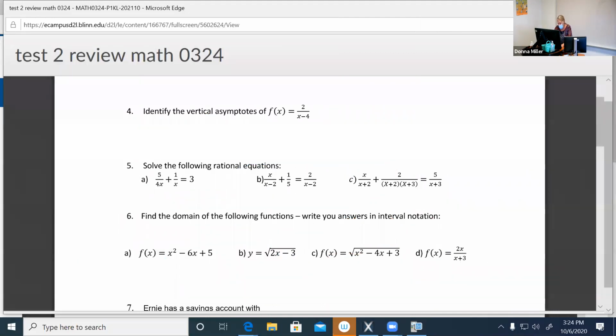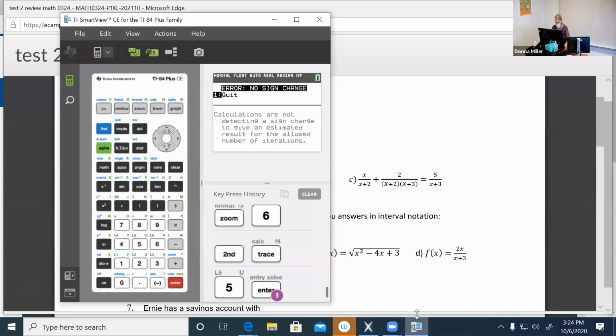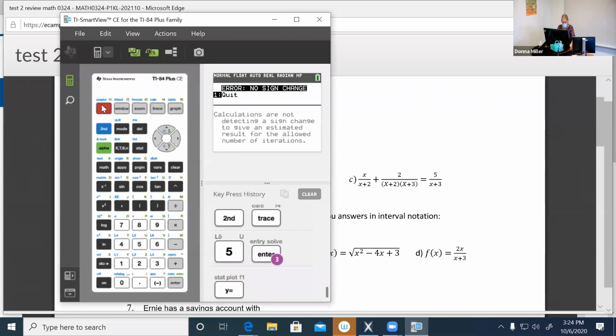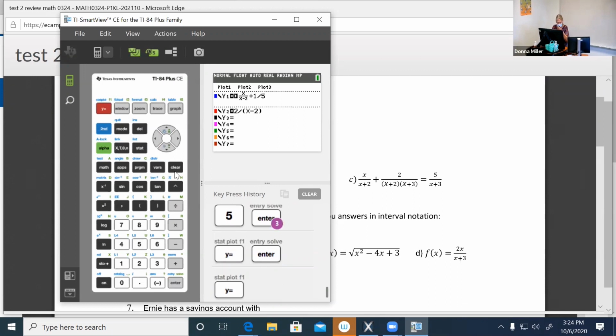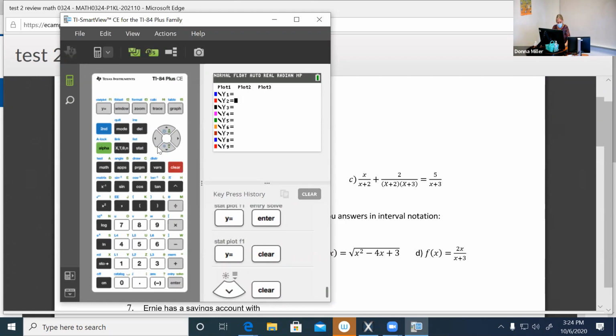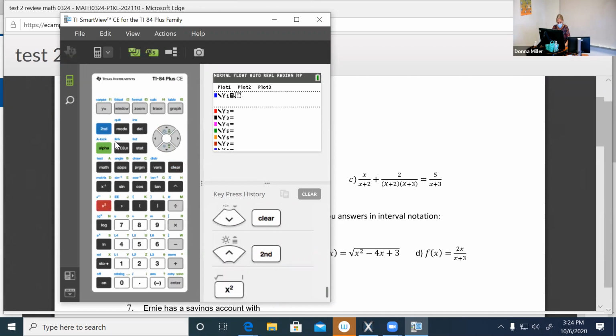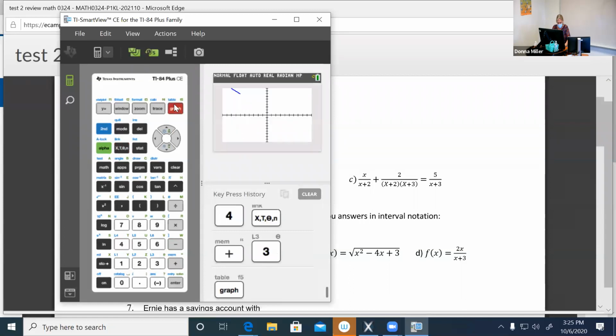All right, so let me get my calculator up. So y equals, I'm going to type the function: the square root of x squared minus 4x plus 3. I'm going to graph it.